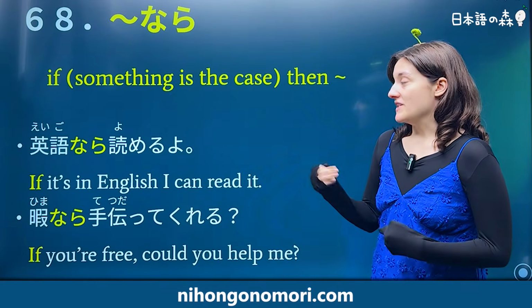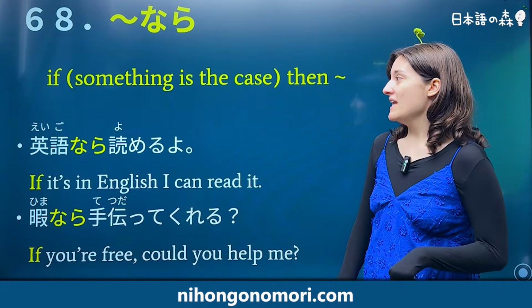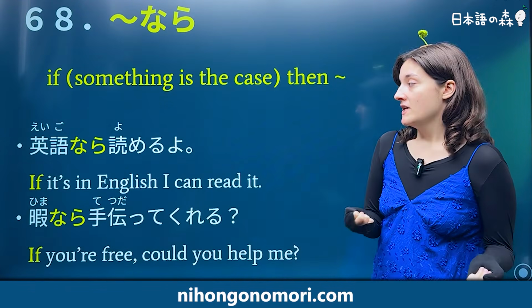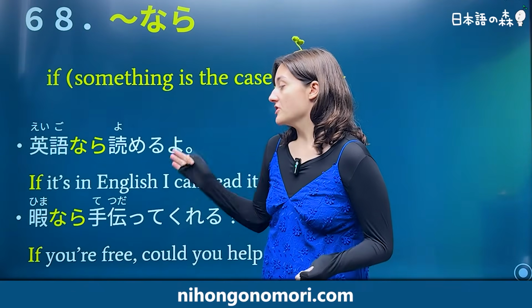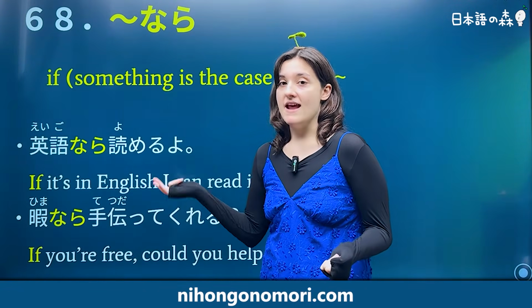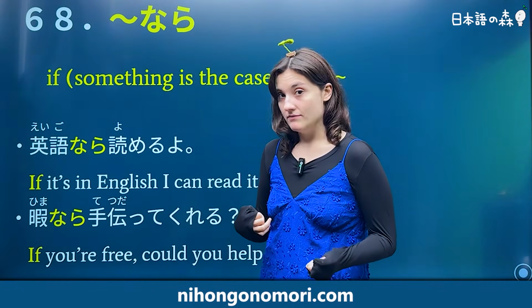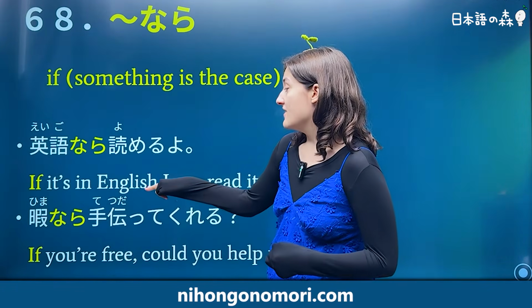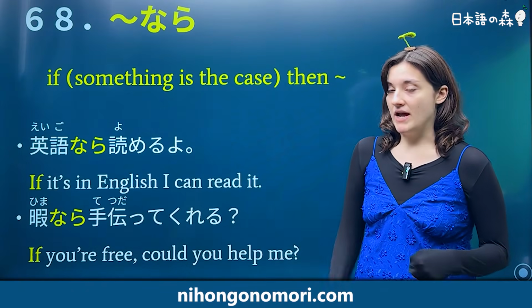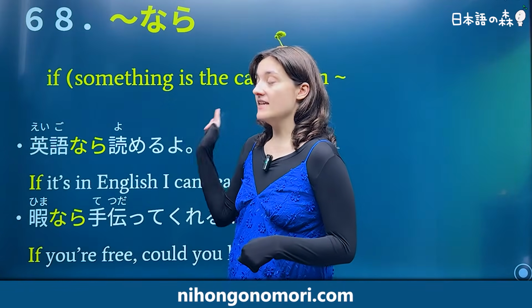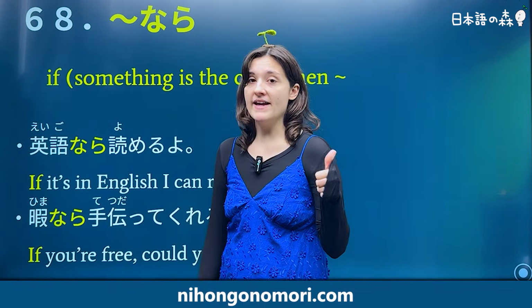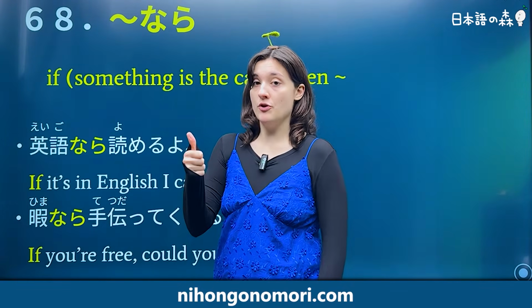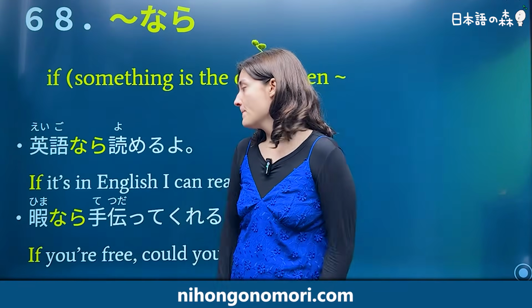なら. So this is very similar to ba. It has that meaning of if something is the case, then this will happen. But here we are able to use it with things like nouns and adjectives as well. So we'll have 英語なら読めるよ. If it's in English, I can read it, right? So if the case is that it's in English, then sure I can read it. But if it's not in English, I can't, right? If it's true, it's true. If it's false, it's false.